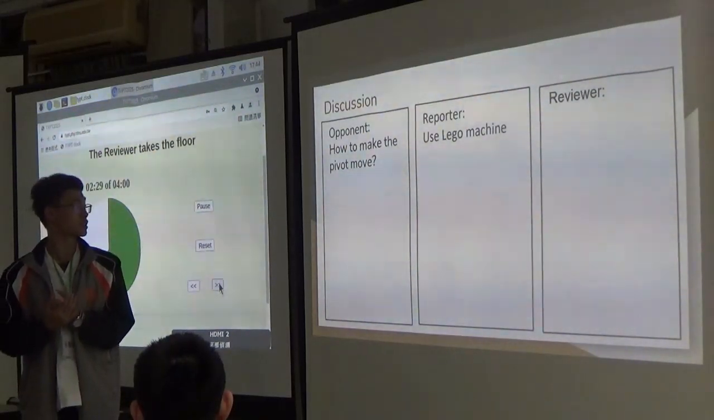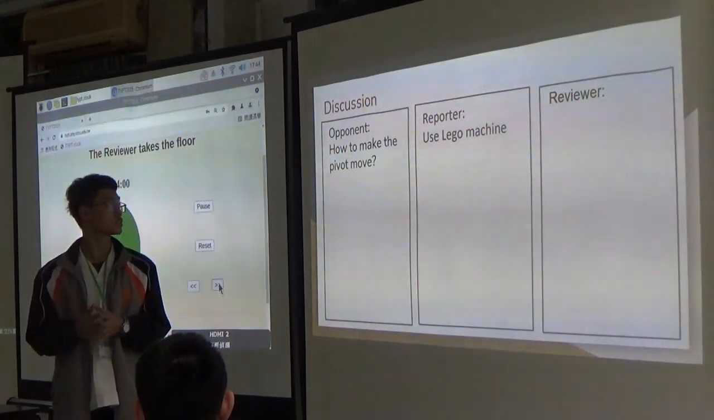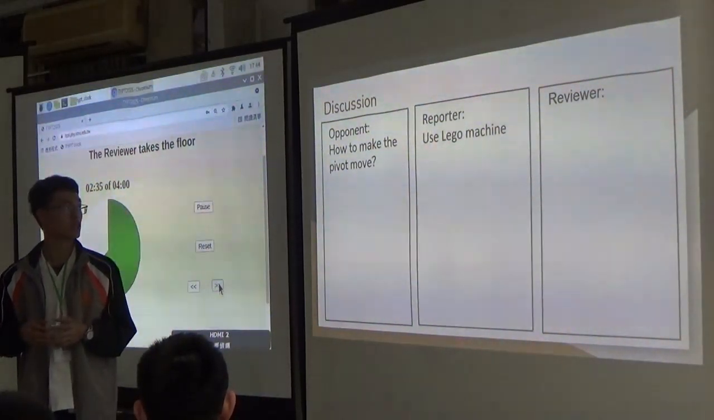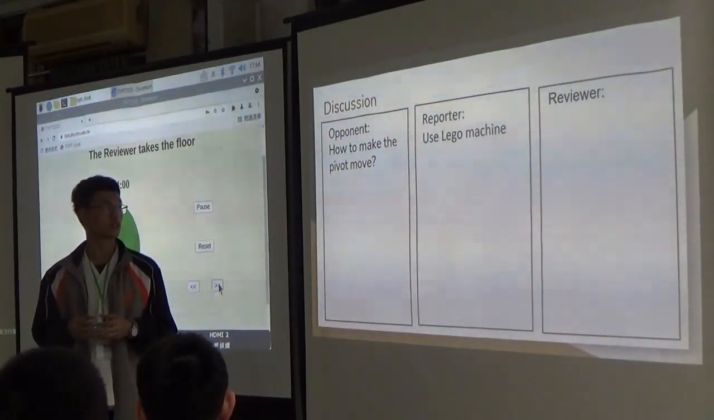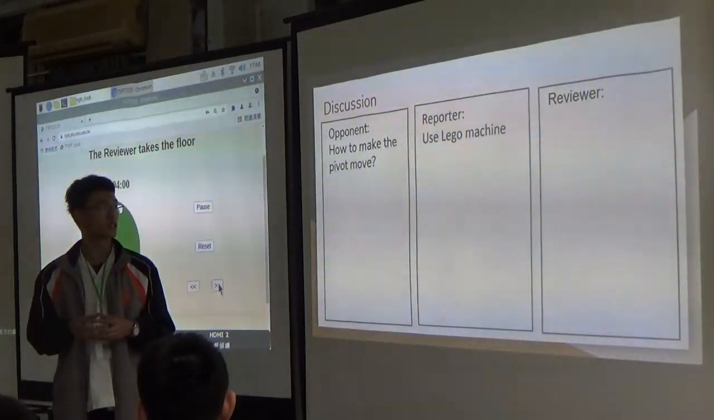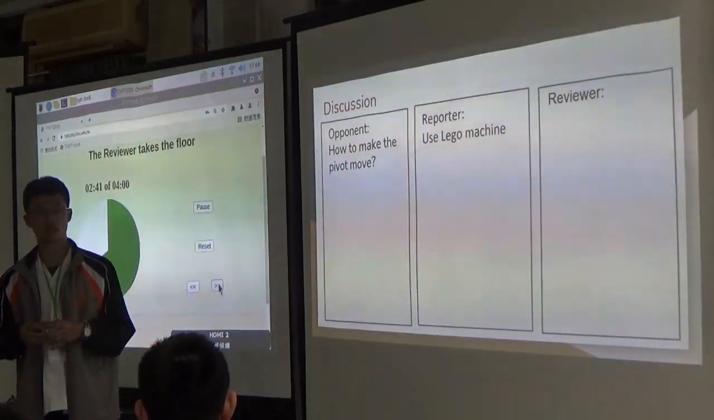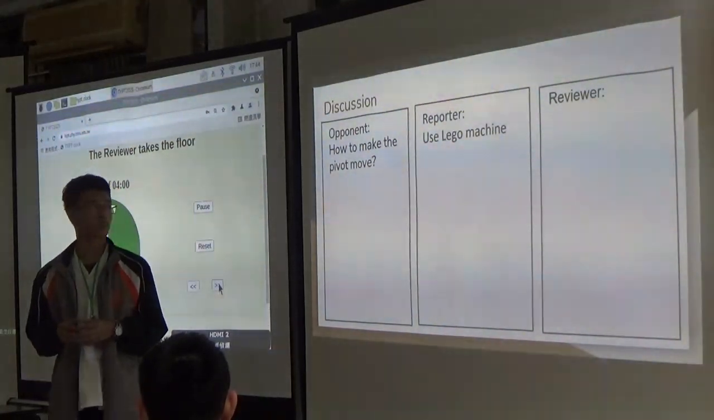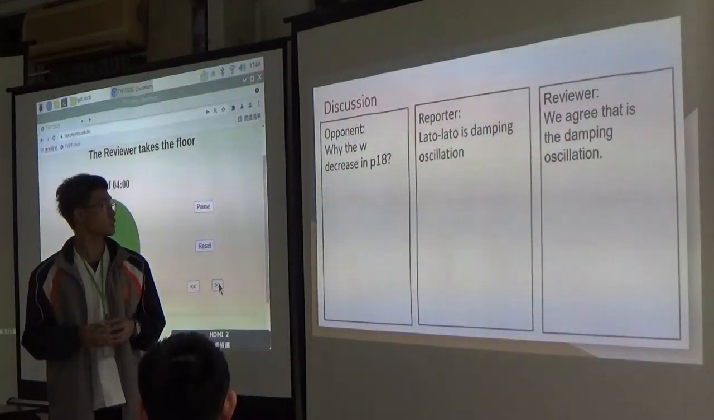In the discussion, the opponent asked the reporter how to make the pivot move, and the reporter said he used Lego machines. I think it is a good way to let the pivot move in the vertical direction.